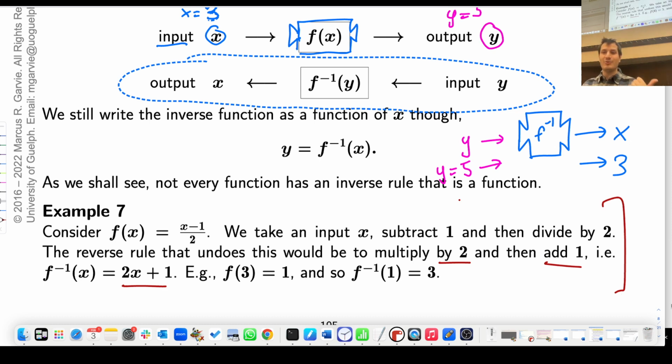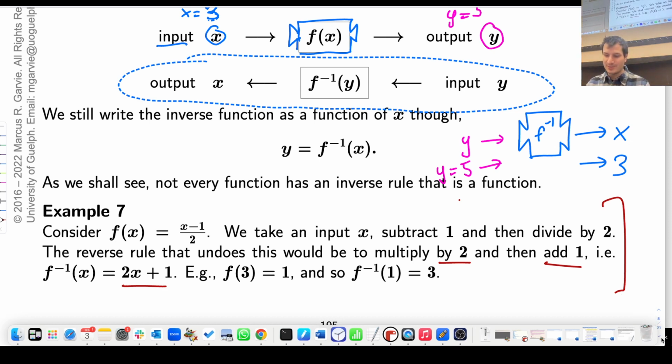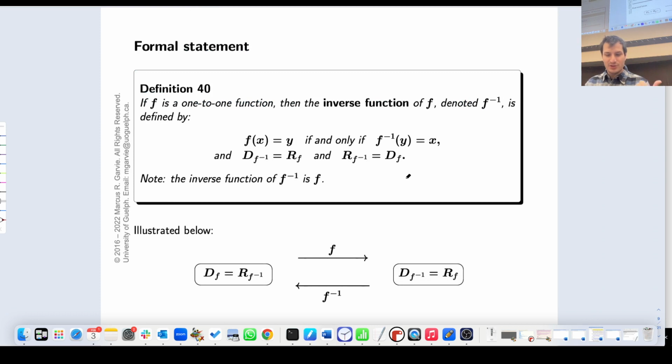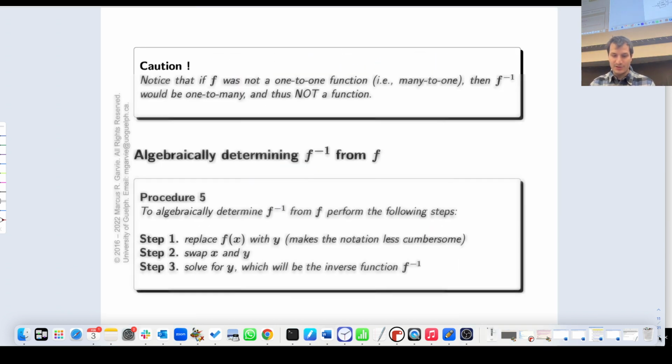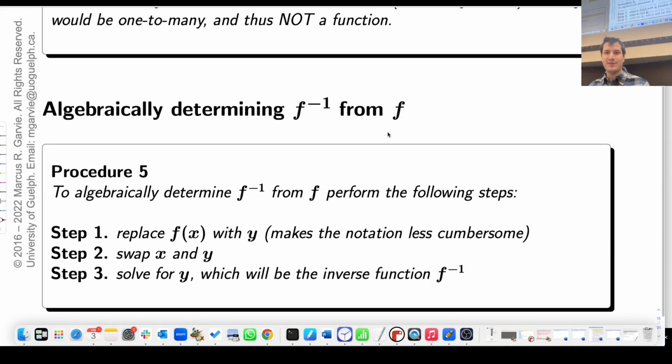Okay, so let's see how to do it with algebra. That's exactly what's on the next page. This is something we saw last class. The functions undo each other. The domain of the function is the range of the inverse function and vice versa. Here's the socks and the shoes. And here is what I want to get to, algebraically determining f inverse from f.